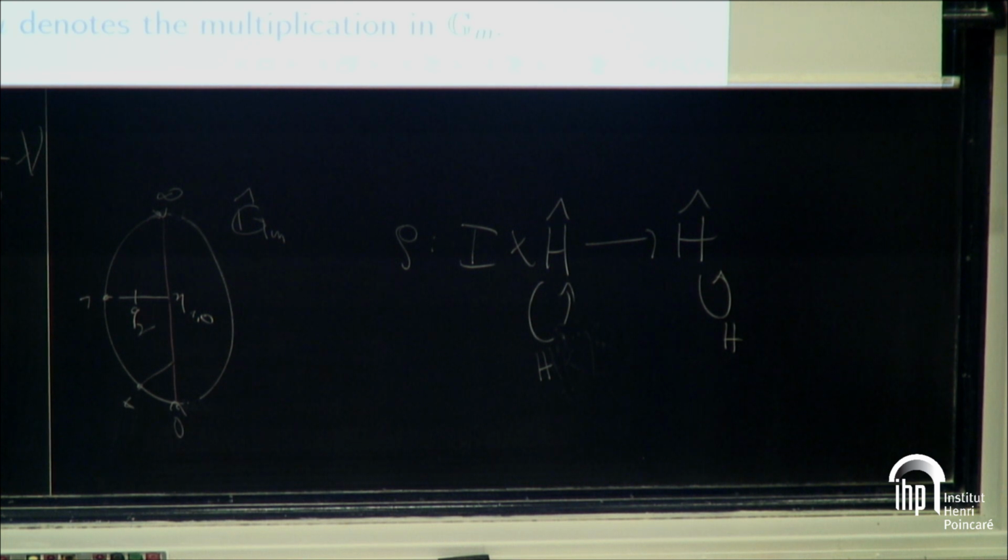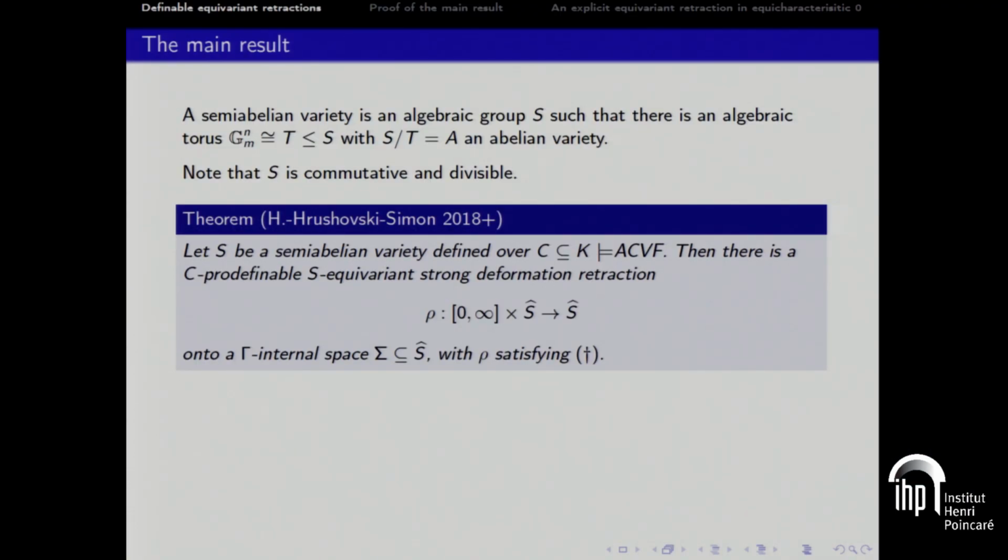Okay, good. So what is a semiabelian variety? It is an algebraic group which has a subgroup which is an algebraic torus such that the quotient is an abelian variety. It happens to be commutative and divisible. Okay, so the main theorem: if S is any semiabelian variety defined over a subfield of a model, then we can find a C pro-definable S-equivariant strong deformation retraction rho, with interval given by 0 to infinity, onto a gamma-internal space which satisfies all the properties I had on the list, the Dagger list. So all the nice properties we had.